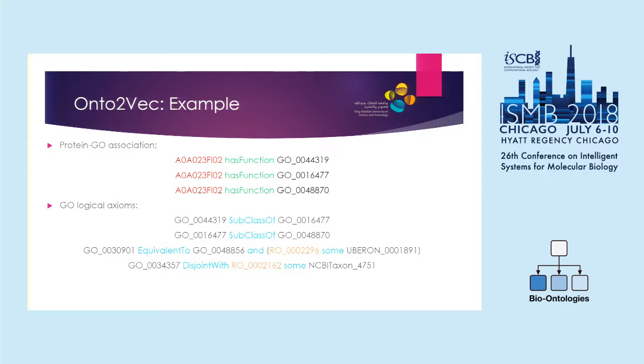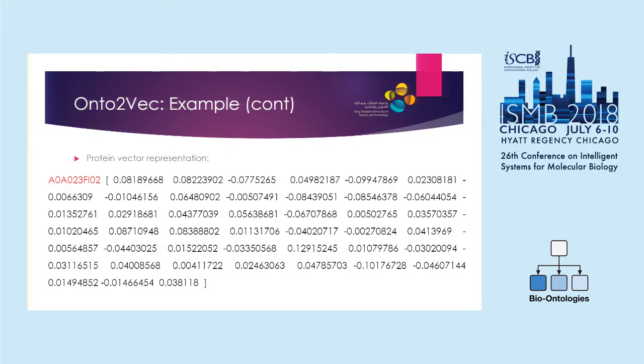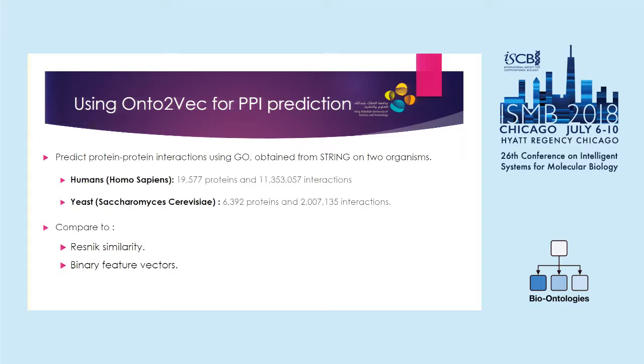As an example, the vector representation of this protein would look like this. Basically just a bunch of numbers. Now what can we do with these vector representations? To validate our method, we decided to use our vectors to predict protein-protein interaction on two data sets, human and yeast. Then we compared our method to Resnik semantic similarity and to binary GO vectors.